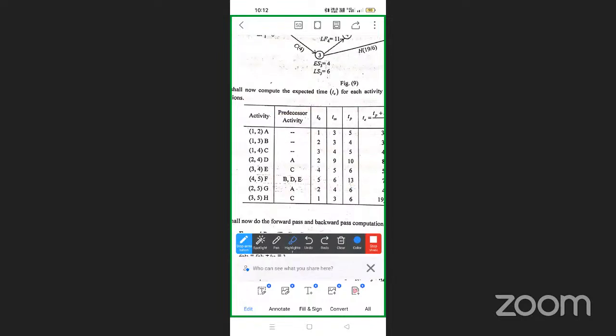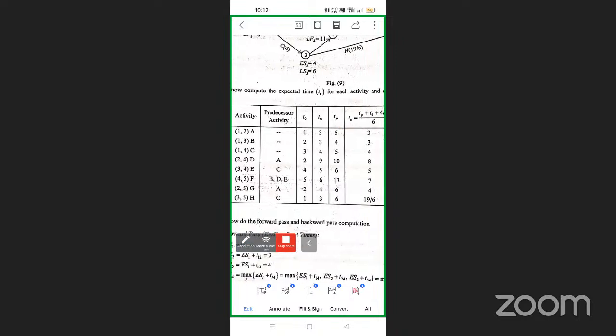So these are the activities. A is 1 to 2, B is 1 to 3, C is 1 to 4. Next 2 to 4, 3 to 4. Next 4 to 5, 2 to 5, 3 to 5. The predecessor activities are A, C, A, B, C, D. This is the given question. Next the optimistic time, TM, TP. Next we have to find the distance between two nodes, 1 to 2.